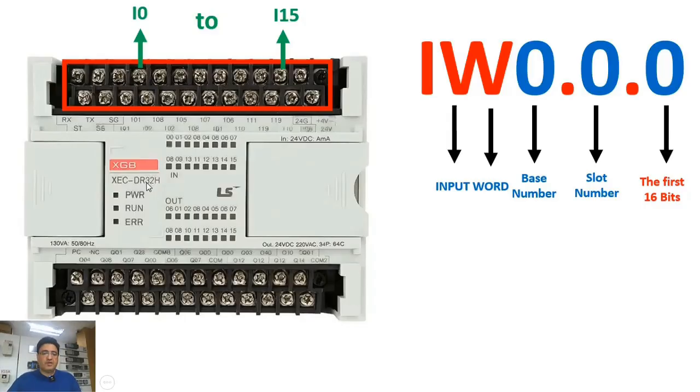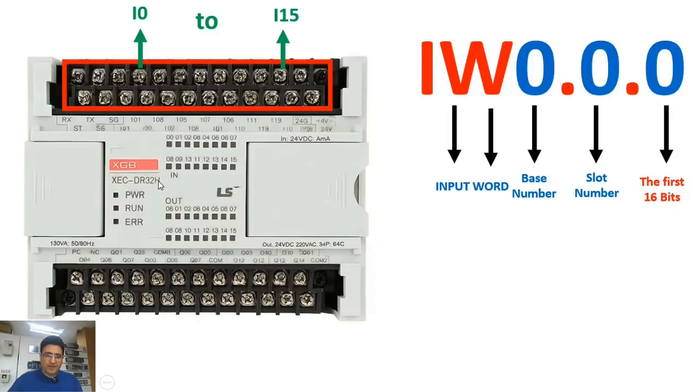Now, if our PLC was a DR64H instead of a DR32H, in that case, instead of 16 inputs, we would have 32 inputs. At that point, if we wanted to read the second set of 16, the last 0 would be replaced with a 1.